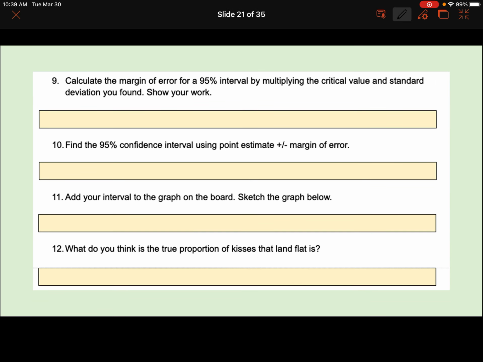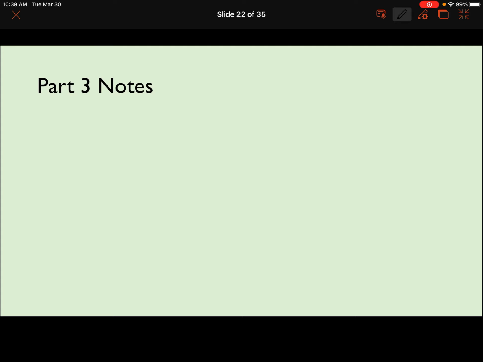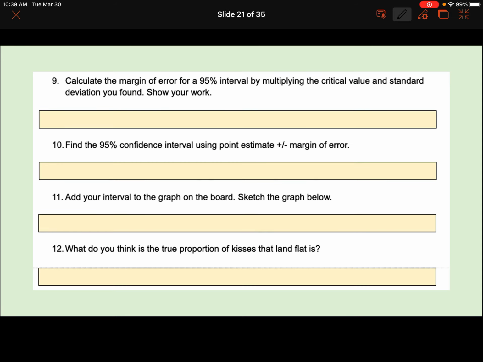All right, question 9. Calculate the margin of error for a 95% interval by multiplying the critical value and standard deviation that you found. So one thing that we will put in our notes that would probably help you with this is that the margin of error, let's see, do I just want to put this in our notes right now? Yeah, okay, no, I don't want to just yet. It kind of tells you what to do. You're going to be multiplying the critical value and the standard deviation that you found.